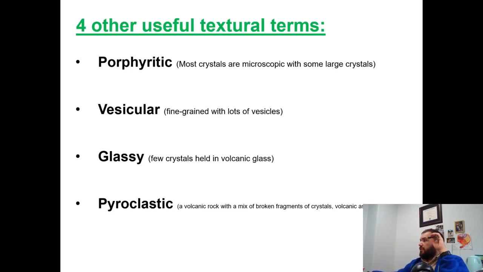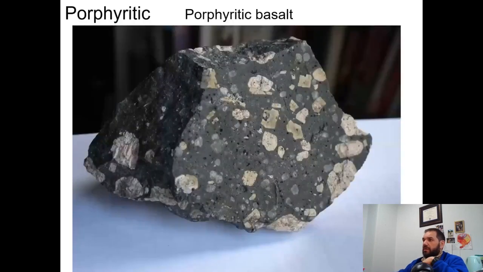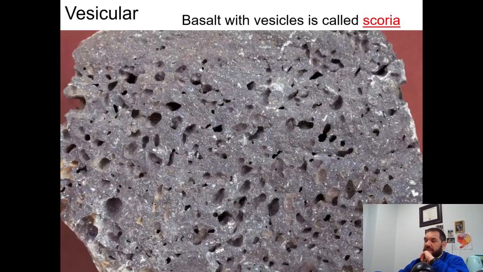Okay, some other textural terms you might want to know. Porphyritic means that most crystals are microscopic, but there are some large crystals in it. So, for example, that's a porphyritic rock. You can see it's kind of a mix of fine grain and coarse grain. Vesicular means there's a lot of vesicles and bubbles. That happens when you have a volcanic rock that had a lot of gas trapped inside of it. It almost looks like rock bread, right?